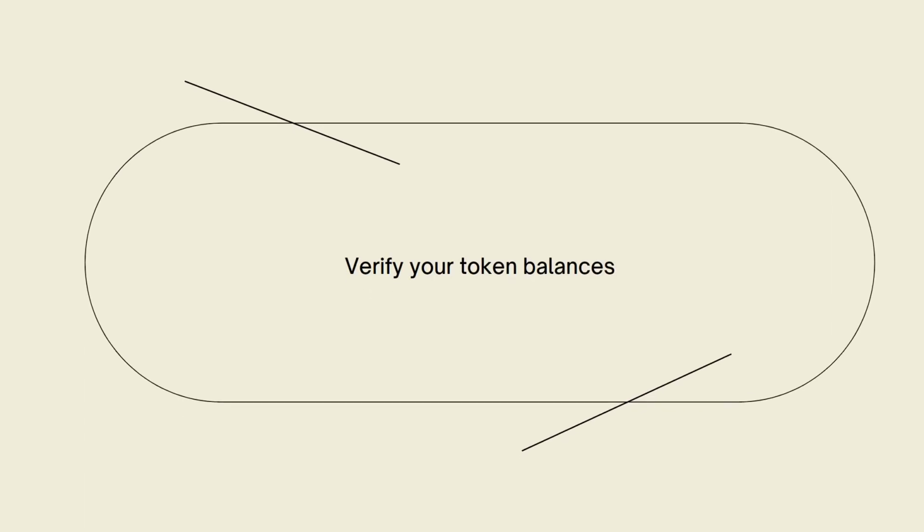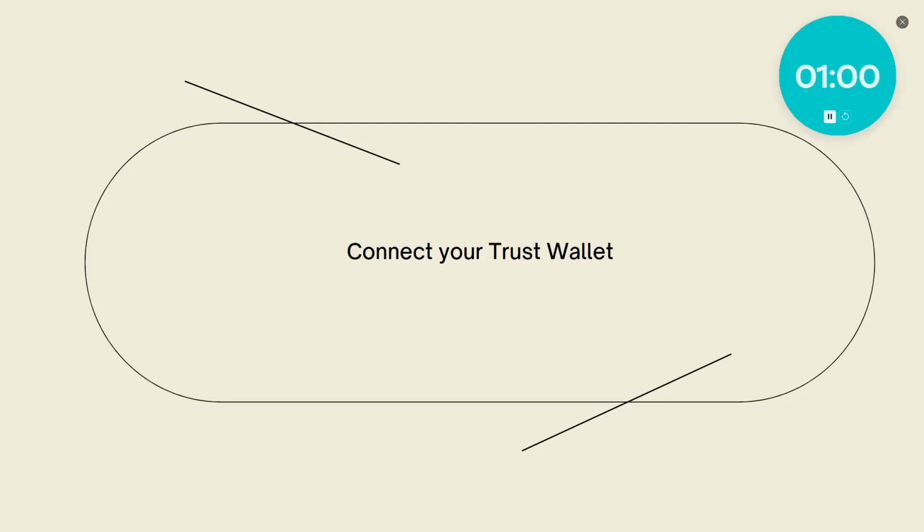Now what you need to do is connect your Trust Wallet. Within the Pancake interface, you will see a Connect Wallet button. Tap on it and select the option to connect with Trust Wallet. This will establish a connection between PancakeSwap and your Trust Wallet.